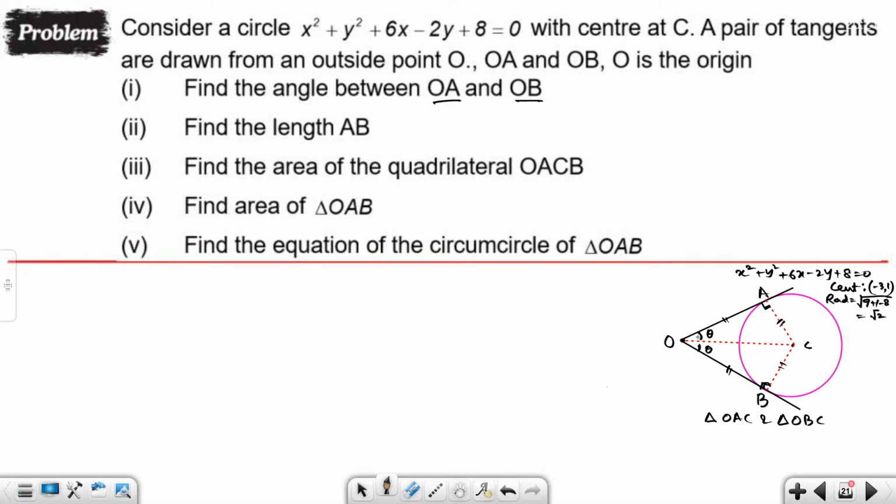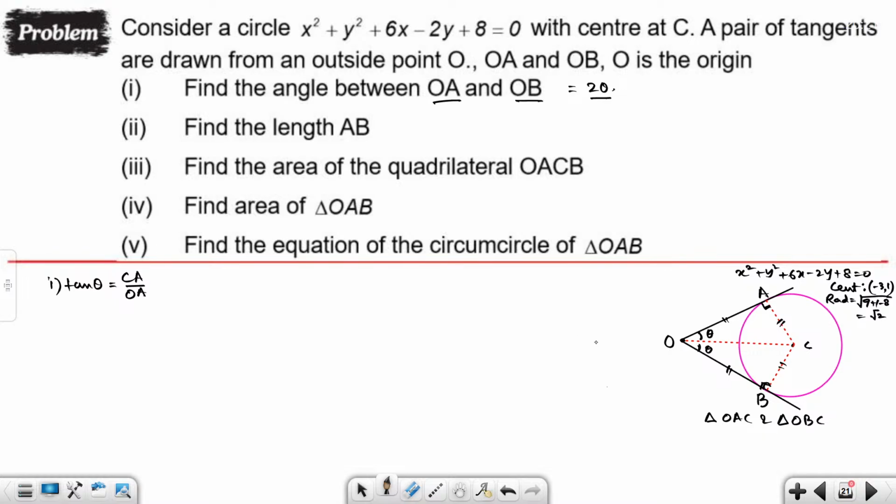Now we have to find out the angle between OA and OB. That is, we have to find out what our 2 theta is. Let me just find out what my tan theta is. Tan theta is perpendicular over the base.